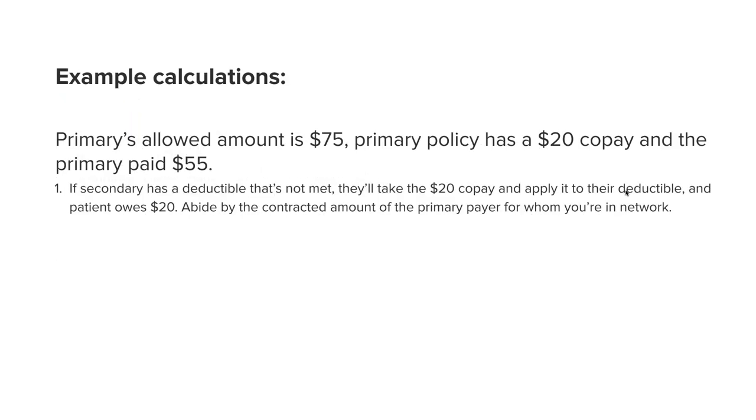All right. So for ease of calculations, I've used the same numbers. You're in network with the primary. Their allowed amount is 75. The primary policy has a $20 copay and the primary paid $55. So scenario one is if the secondary has a deductible that's not met, they're going to take that $20 copay, apply it to their deductible, and the patient owes $20. And again, you have to abide by your contracted amount of the primary payer.